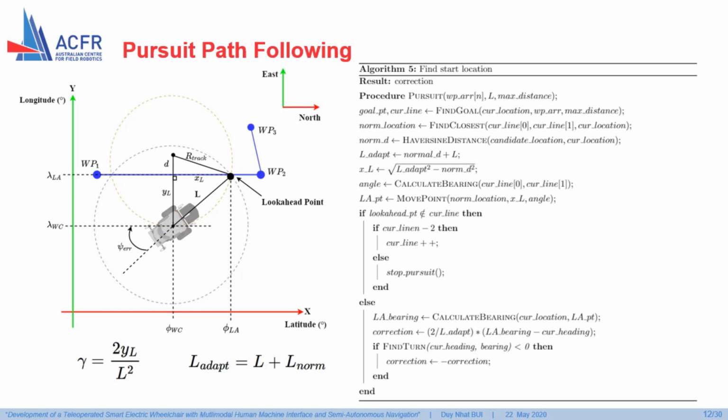When the wheelchair is close to the path, a fixed look-ahead distance is sufficient. However, when the wheelchair is distant from the path, this system can behave abruptly. Therefore, an adaptive look-ahead distance L-adapt is calculated from the sum of the look-ahead distance and the normal distance from the line segments.